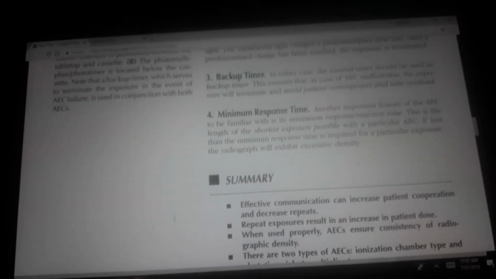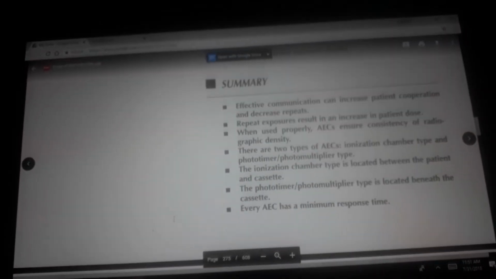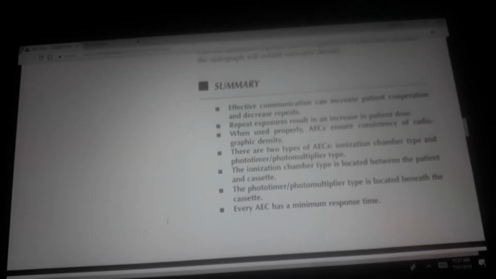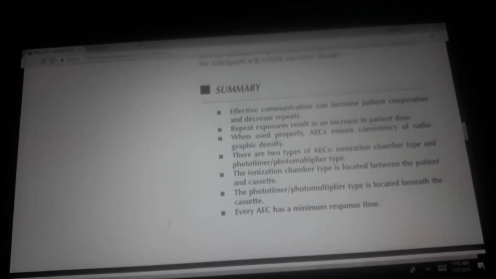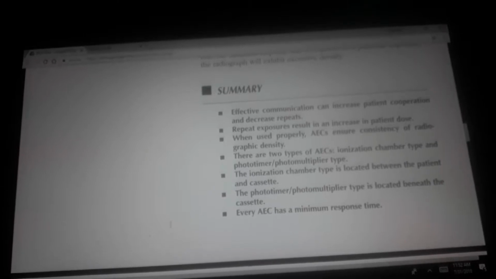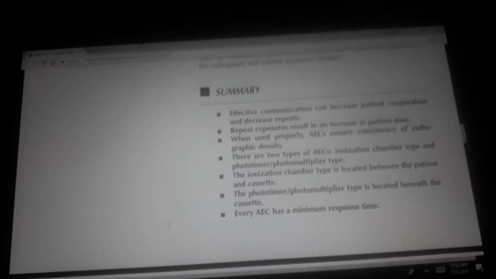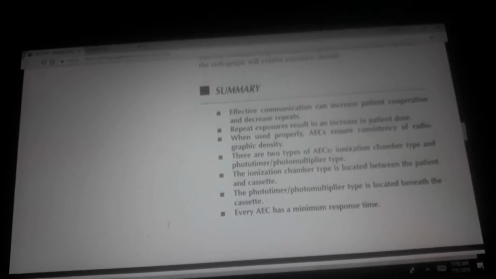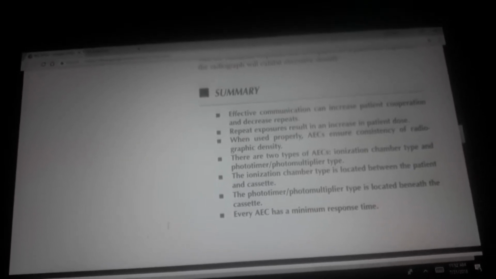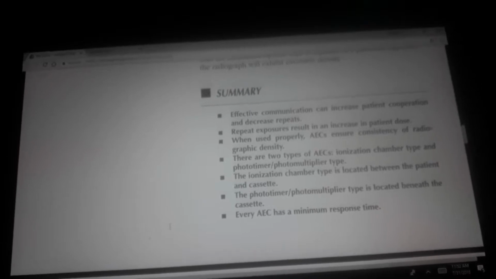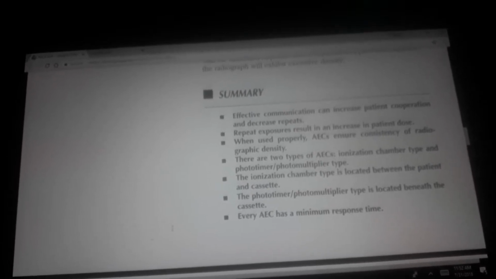The next topic. Effective communication increases patient cooperation and decreases repetitions. Repeat exposures result in increased patient dose. When used properly, AEC ensures consistency of radiographic density.